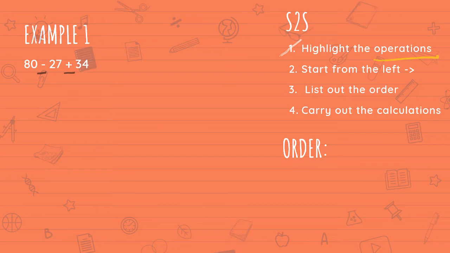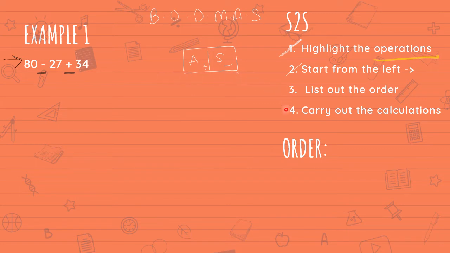Step 2, start from the left. So we start from the left. Here is from the left. So that is step 2. Step 3, list out the order. Now, do you remember BODMAS just now? Let me just write down BODMAS over here. So at the bottom, we have our addition and then we have our subtraction. So it doesn't matter that, as you see from the question right here, subtraction comes first. It doesn't matter because addition and subtraction are on the same level.